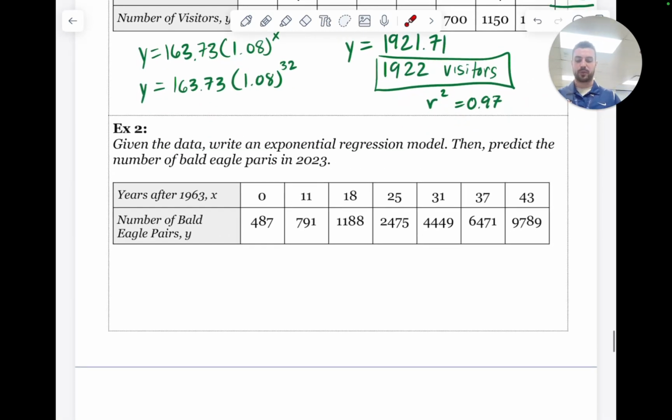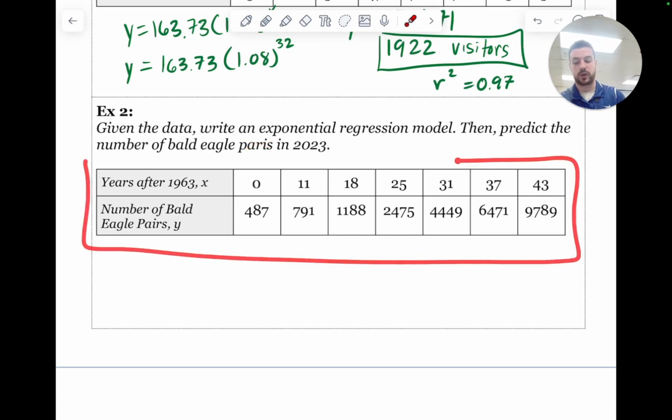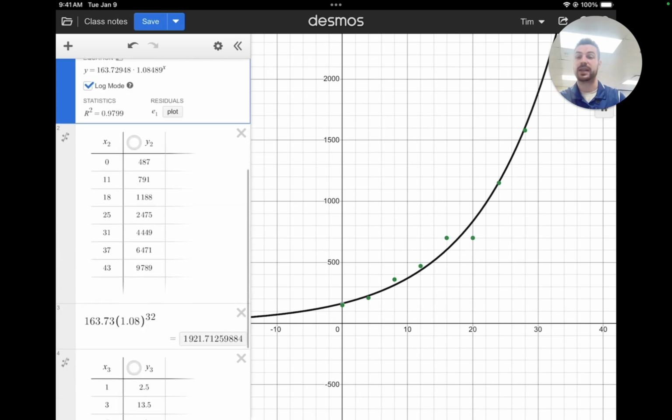We've got a similar example right here that says, given the data, write an exponential regression model, then predict the number of bald eagles in Paris in 2023. So again, we have years after 1963, 0, 11, 18, and so on. And then we have the number of bald eagle pairs. Maybe that's what this word should be, pairs instead of Paris. So same idea, we're going to take our table and plug it into Desmos. If we go back over, I actually already did that, again, to save time.